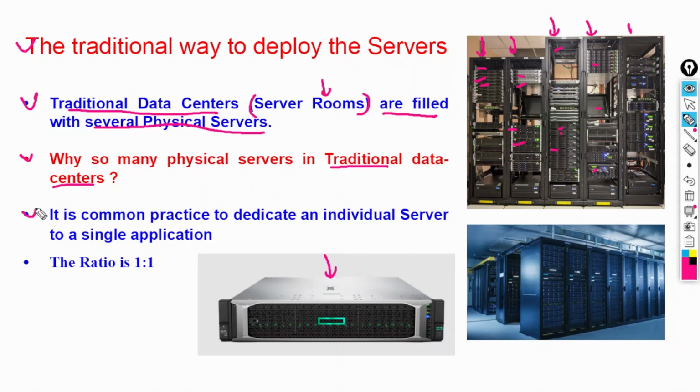So you might be wondering why so many physical servers in the traditional data centers. The answer is it is a common practice to dedicate an individual server to a single application. Let us say you have one application. If you want to install one application, you need one physical server. If you want to install two applications, you need two physical servers. If you want to install 100 applications, you need 100 physical servers. The ratio in the traditional data center is 1:1.